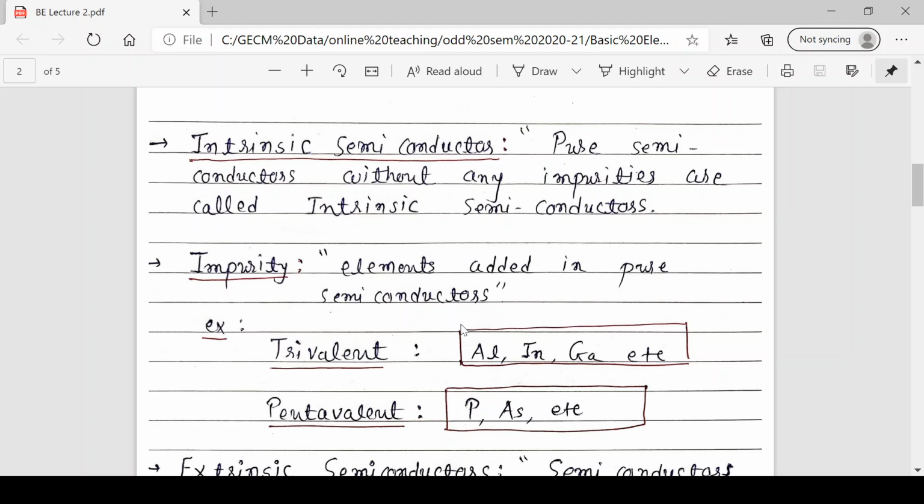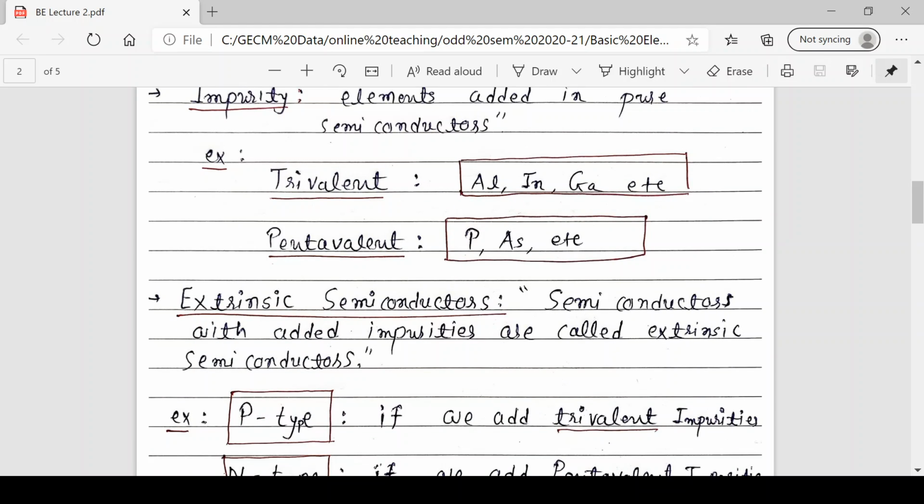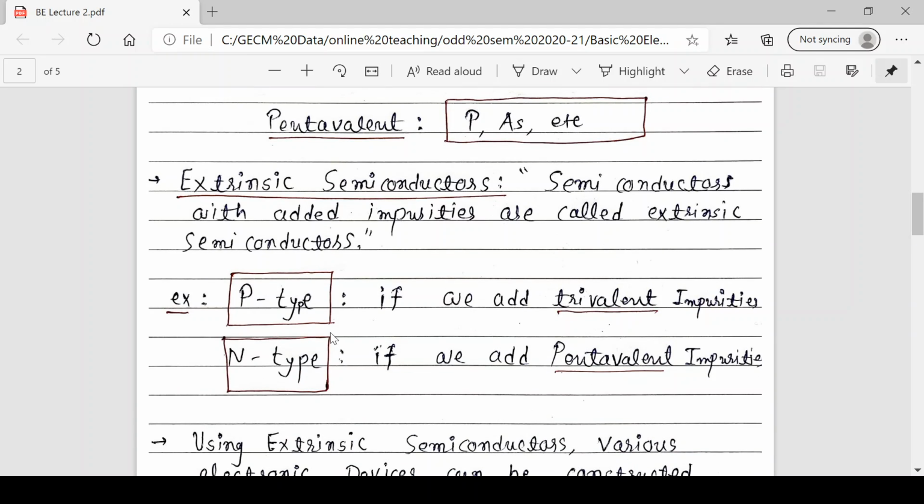Now these impurities will be added into the pure semiconductor and it will make it an extrinsic semiconductor. The combination of intrinsic and impurity makes them extrinsic. So look at the definition of extrinsic semiconductors. Semiconductors with added impurities are called extrinsic semiconductors. Now when you add impurities, you have two options. If you add a trivalent impurity, something will happen. If you add a pentavalent impurity, something will happen. So now we need to decide.